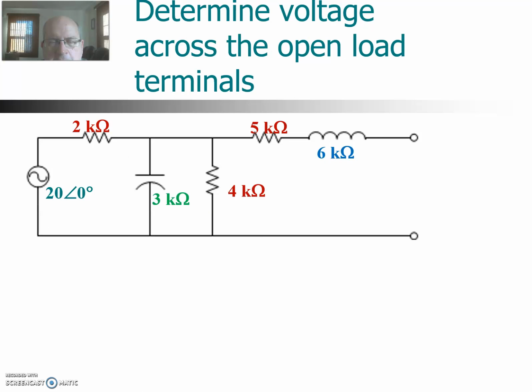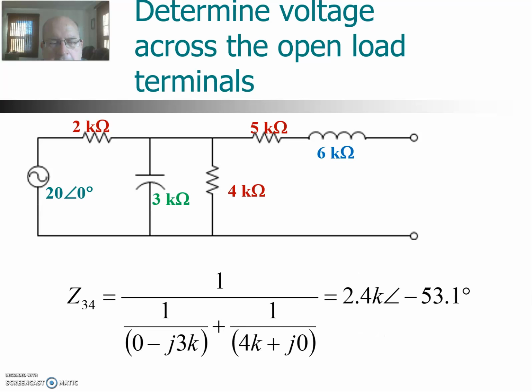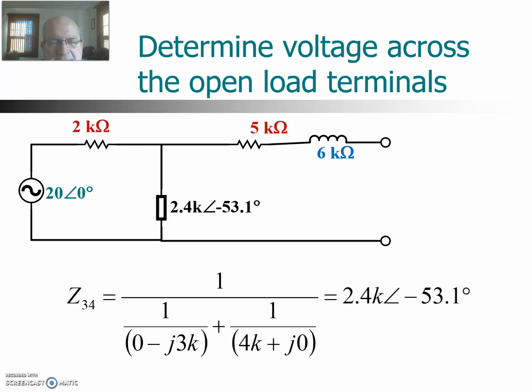So next thing is to find the voltage across the open load terminals. And that process would be simplified if we simply combine that 3K capacitor with the 4K resistance and get the total Z of that. I did reciprocal of the sum of the reciprocals. If you did product over sum, you should get exactly the same value, 2.4K angle minus 53.1. So I'm going to combine that into simply a Z there and say that Z is 2.4K angle minus 53.